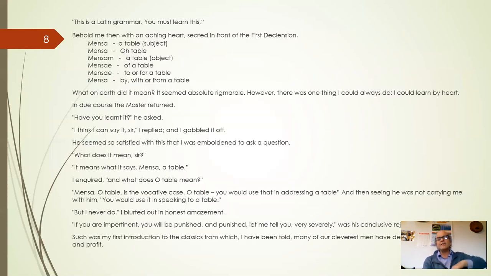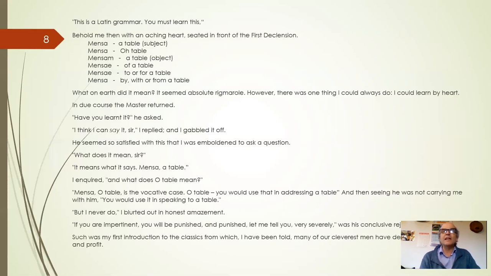And as he says, he was taken down into a dark room at the bottom of the school on a very cold, dark winter's day. And he was given a book by the teacher. And the teacher said, "This is Latin grammar. You must learn this." And went away. And Churchill writes this: "Behold me then with an aching heart, seated in front of the first declension." So the first declension is what we call that group of words whose pattern is the same as mensa.